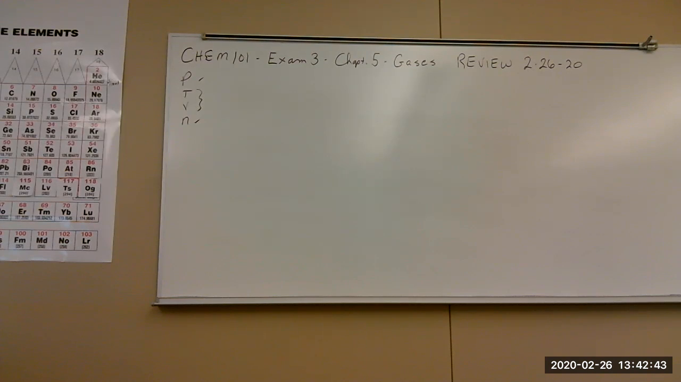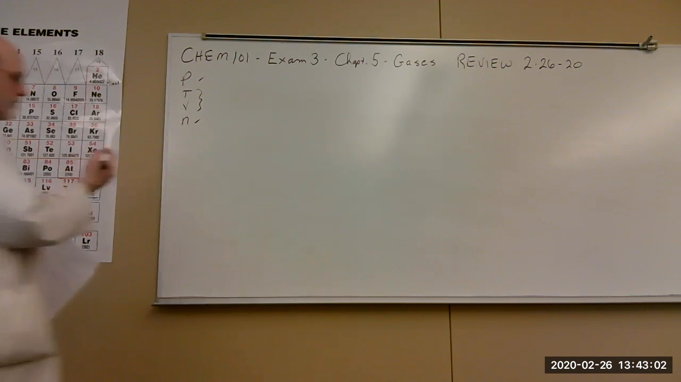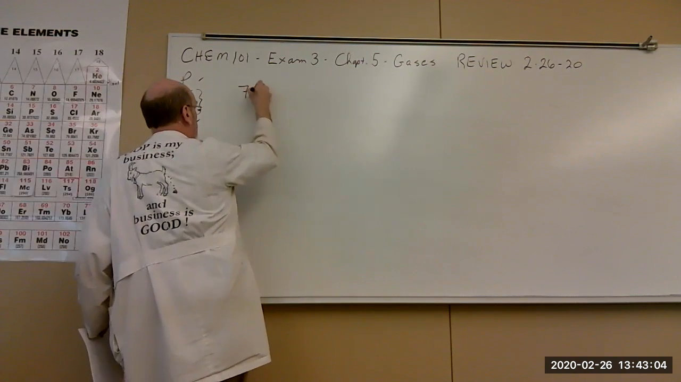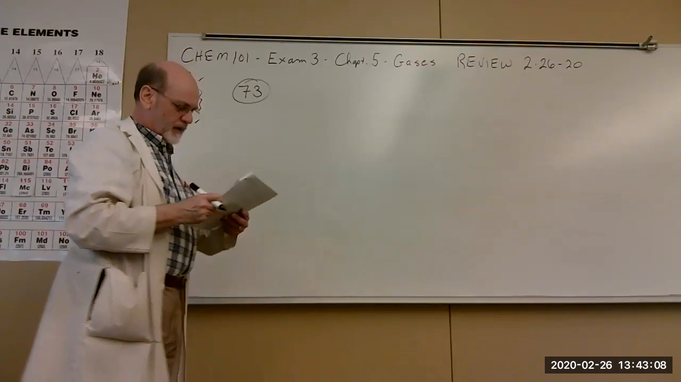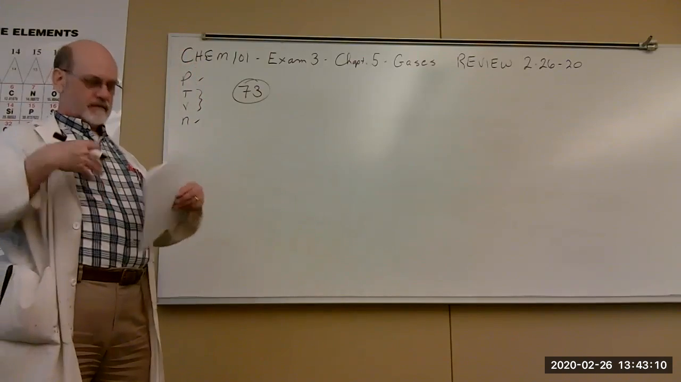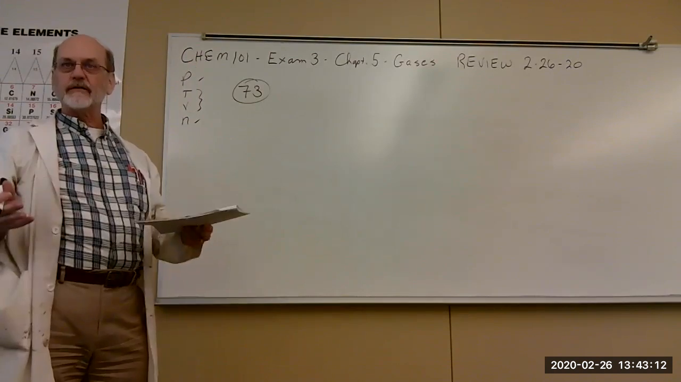Number 73 says calcium hydride combines with water according to the equation. Beginning with 84 grams of calcium hydride and 42 grams of water, what volume of hydrogen will be produced at 273 K and pressure of 1327 torr? Okay, this is a complicated problem. So we need to break it down. First of all, we're operating with a balanced equation. It's already given to you as balanced.